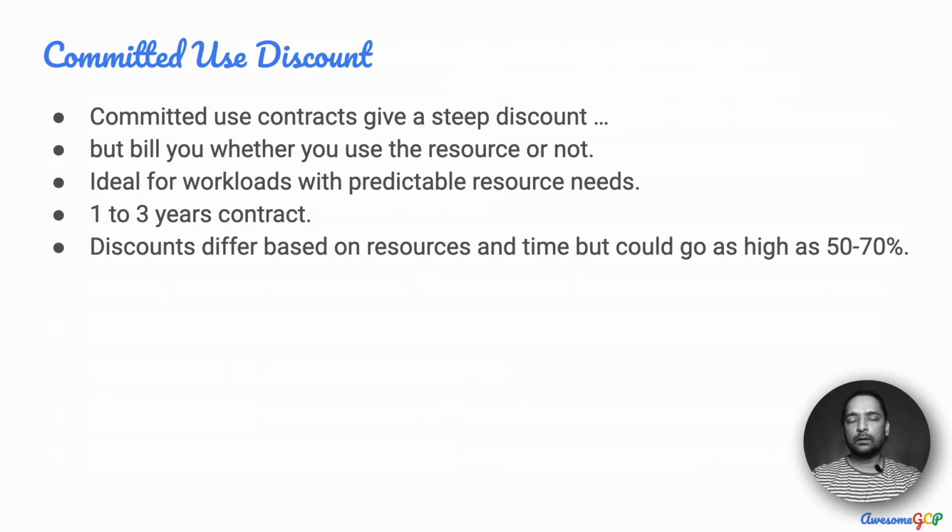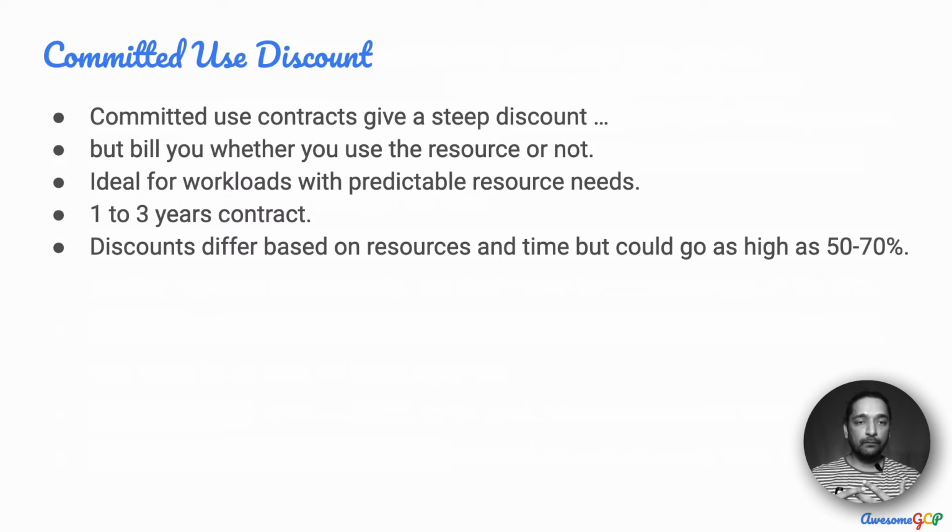But before that, since committed use discount is a part of every option, let us just study that in the beginning. So committed use contracts essentially give you a very steep discount, as high as 50 to 70%, depending on the kind of resources you use and how long you use it for. But the downside is that they will bill you whether you use a resource or not. So if you have a committed use contract for say 100 virtual machines, and if you use only 50, you're still going to be billed for all 100.